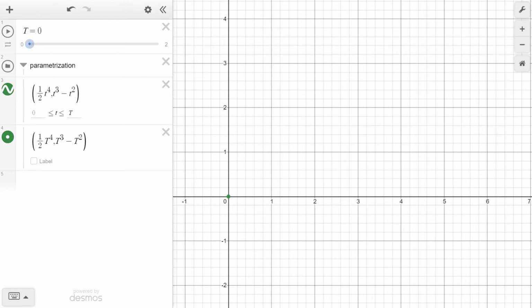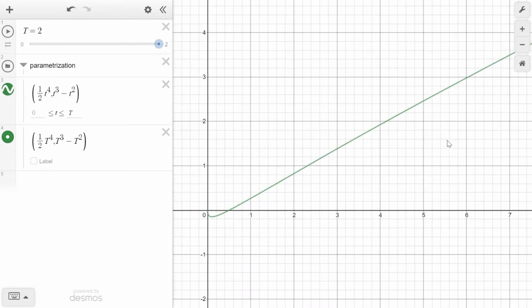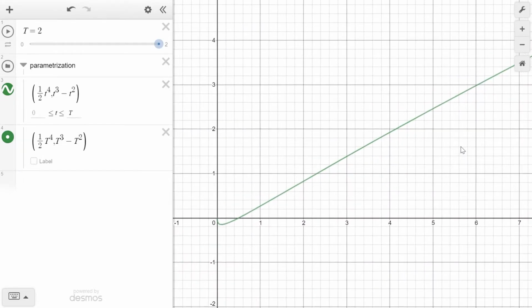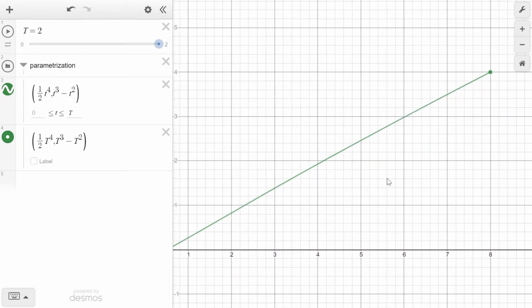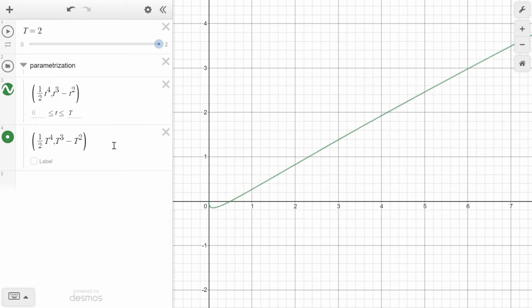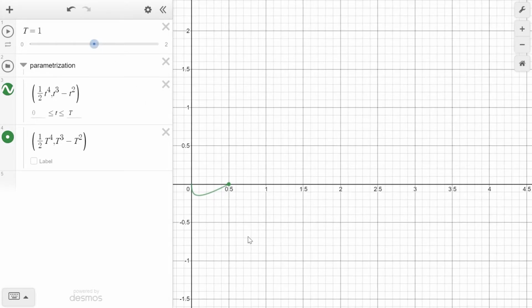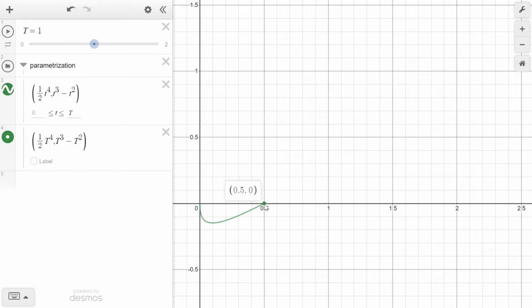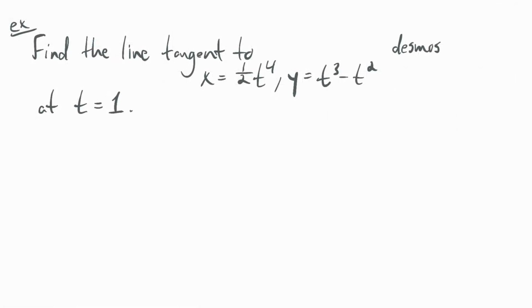So here's the graph set up. I have the parameterization put in there. And if I increase t, you can see it run through the interval 0 to 2. And we go basically from the origin out to 8 comma 4. Okay, so I want the tangent line at t equals 1. So if I put this here at 1, I want the tangent line right here when y equals 0, essentially 0.5 comma 0. Okay, so let's go back over here and work that out.